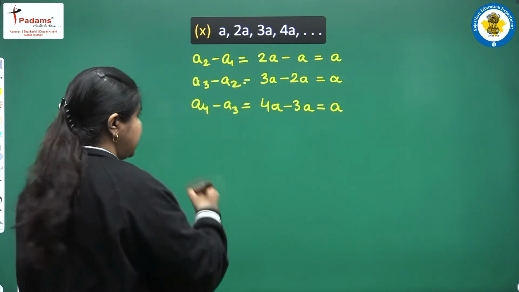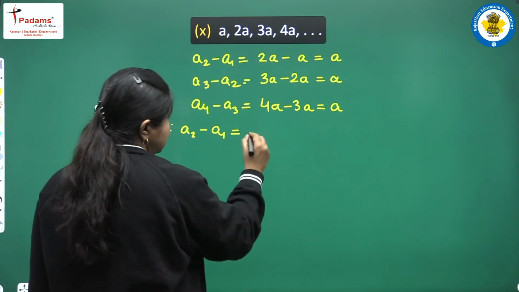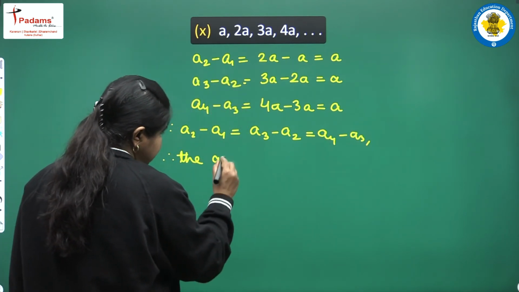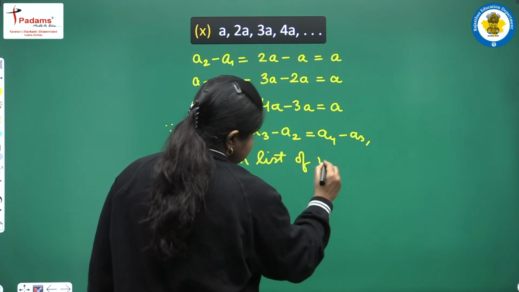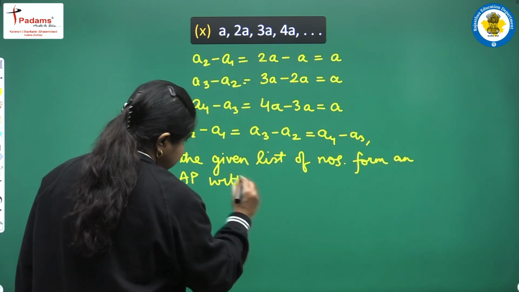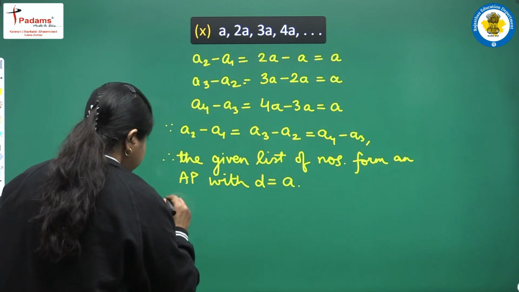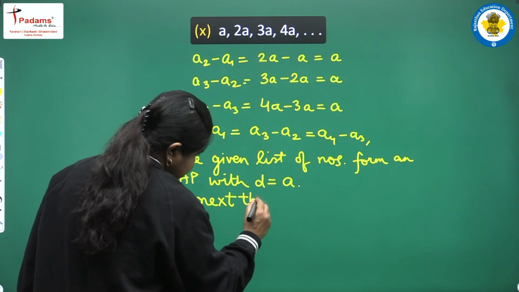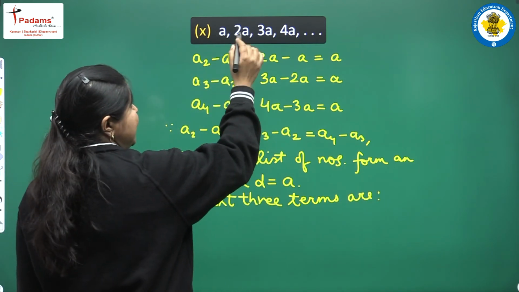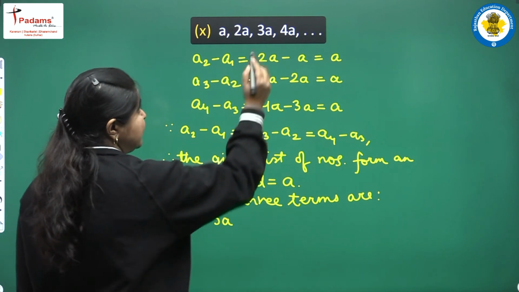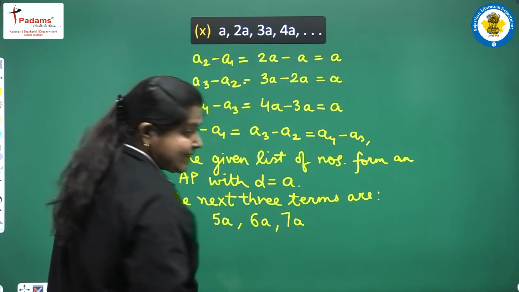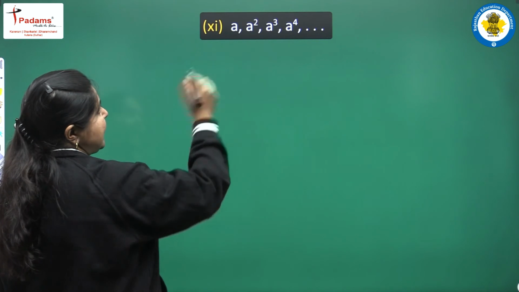And every time we are getting A, so we can write here, since A2 minus A1 is equal to A3 minus A2 is equal to A4 minus A3, therefore the given list of numbers form an AP with the common difference D equal to A. And also the next three terms are, what can you say, 1A, 2A, 3A, 4A. अब अगली टर्म क्या होनी चाहिए? ऑब्वियसली it should be 5A. जब आप 4A में A ऐड करेंगे तो 5A हो जाएगा, 5A में A ऐड करेंगे तो 6A हो जाएगा, और 6A में एक और A ऐड करेंगे तो अगली टर्म हो जाएगी 7A. It's easy.